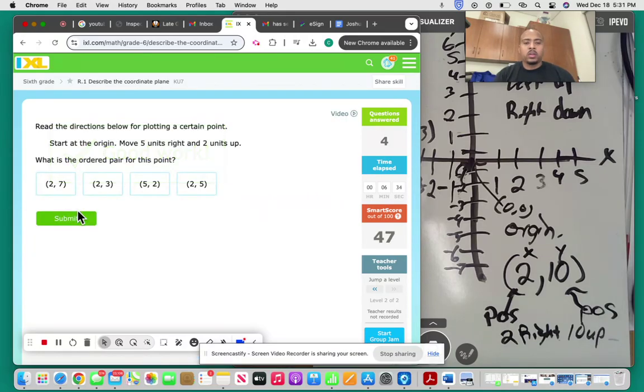Submit. Good work. All right. Y'all going to continue to move through these and you're going to be thinking about number lines as you go through this work. All right. Cool. Let's get it.